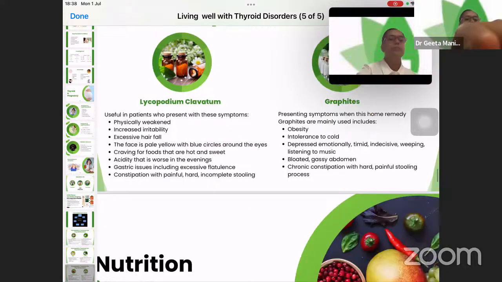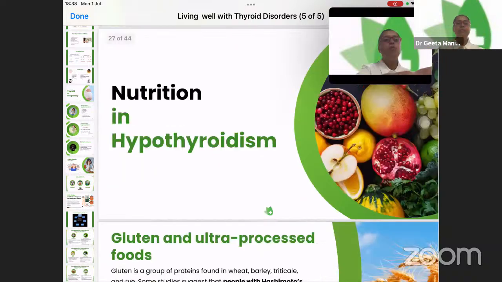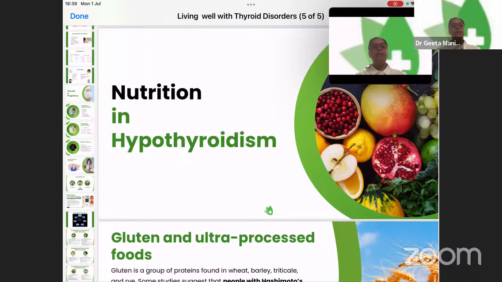So that was about some homeopathic remedies which can help with thyroid. There are, as I mentioned, many remedies, and based on the individuality, after a detailed case taking, we can decide what remedy can be given.